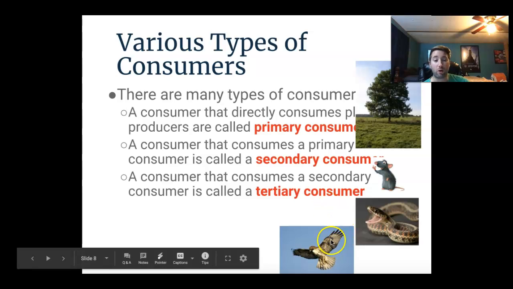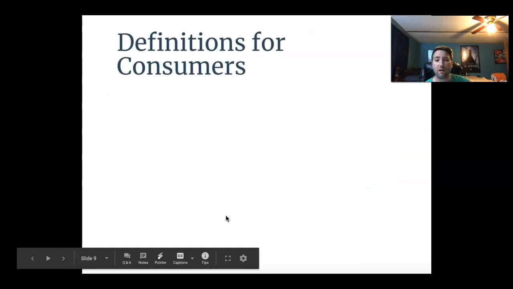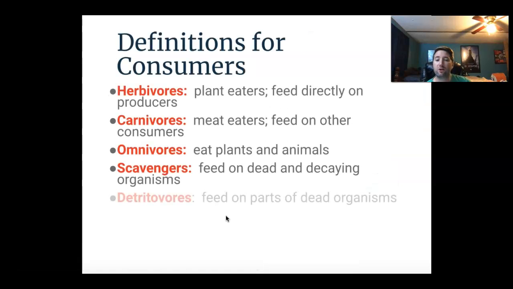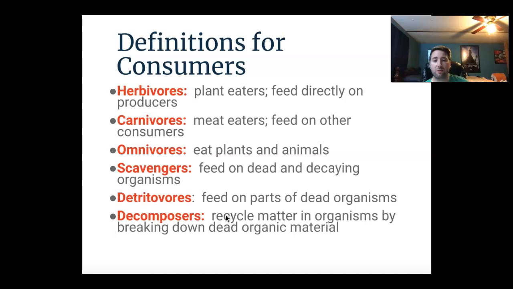Sometimes you may see one level higher than the tertiary consumer, and they'll call it a quaternary consumer. And the quaternary consumer is just going to be something that eats this hawk, which there aren't a lot of quaternary consumers.